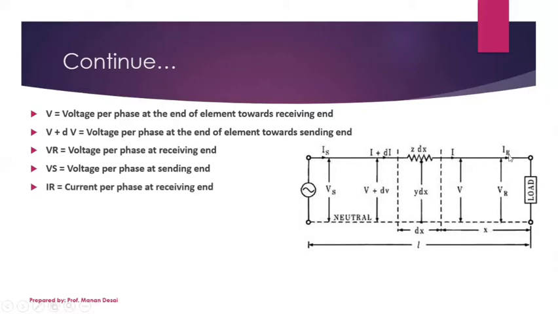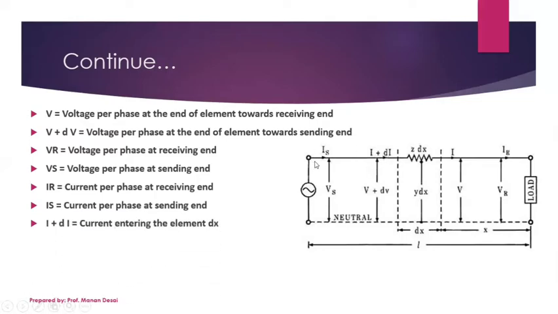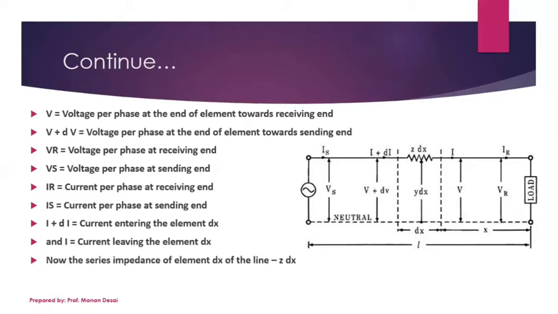IR is the current per phase at the receiving end. Is is the current per phase at the sending end. I plus dI is the current entering the element dx, and I is the current leaving the element towards the receiving end. The series impedance is Z dx, where Z is the impedance and dx is the distance, and the shunt admittance is Y dx.